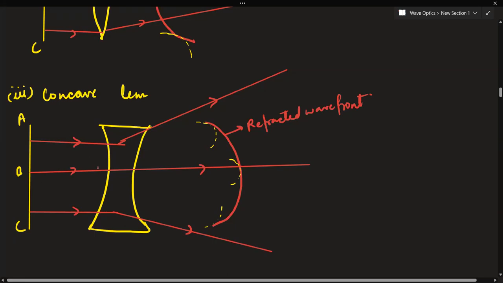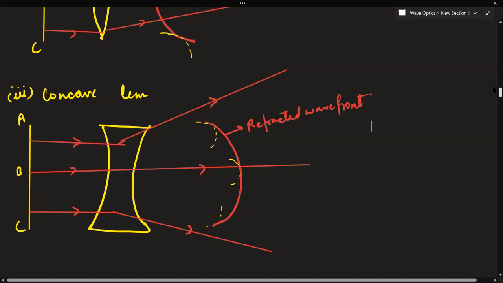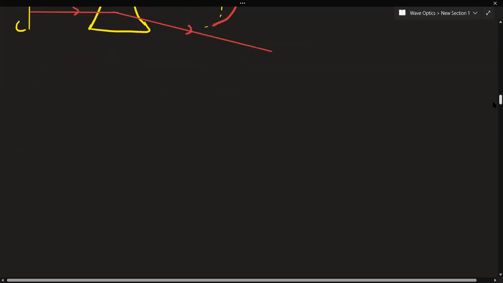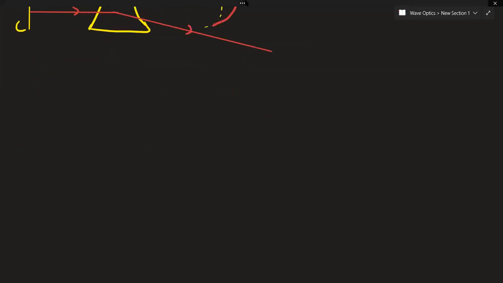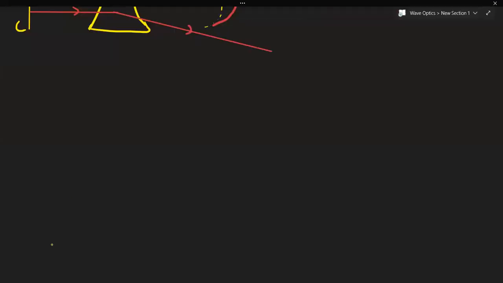Now see, these were regarding the lens. If we have it for the mirror, let's see it for the mirrors. If we have a convex mirror, is a convex mirror a diverging mirror or a converging mirror? Yes, convex mirror, diverging. See, it's opposite to the lens. In case of lens, the convex lens is the converging lens, but the convex mirror is a diverging mirror.